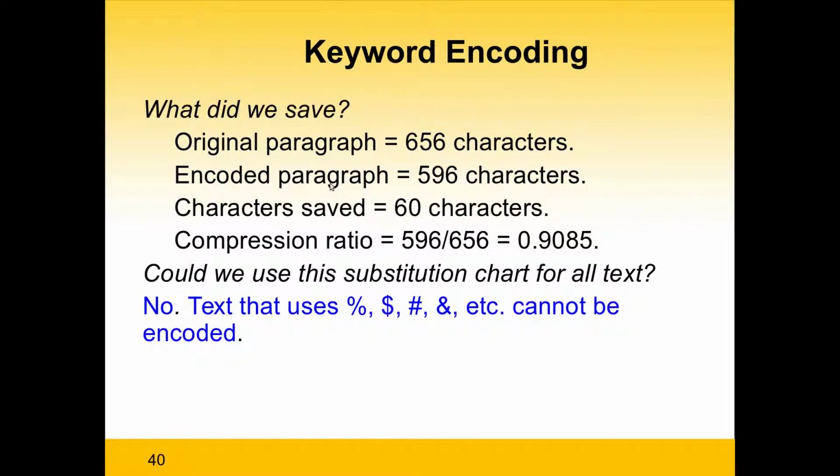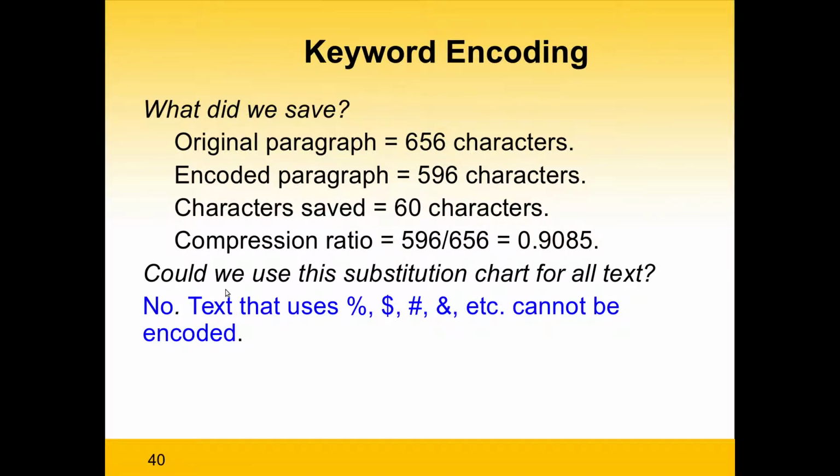So what did we really save by doing this keyword encoding? The original paragraph, for instance, was 656 characters. The encoded paragraph turned out to be 596 characters, so we save a total of 60 characters, which gives us a compression ratio of 596 over 656, so it's 0.9. It's not the greatest thing, really. I mean, that compression ratio is not that good.